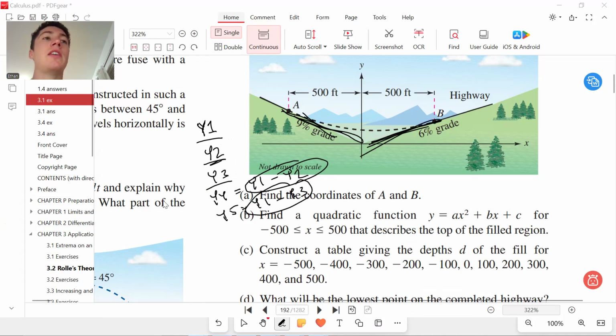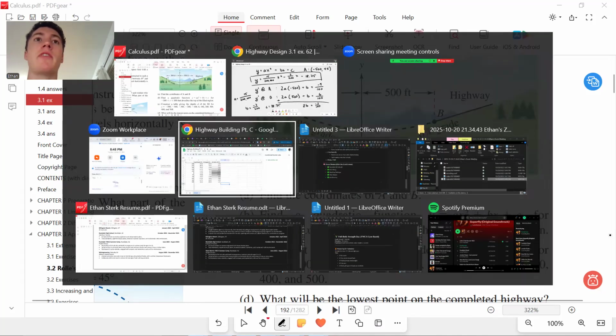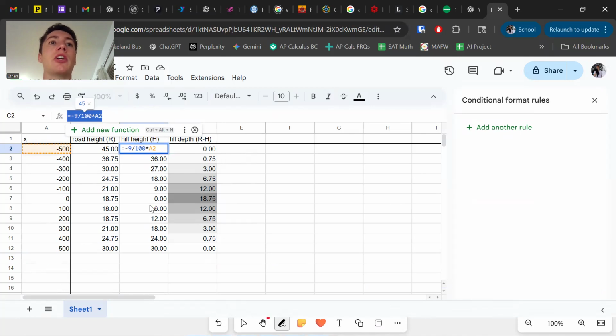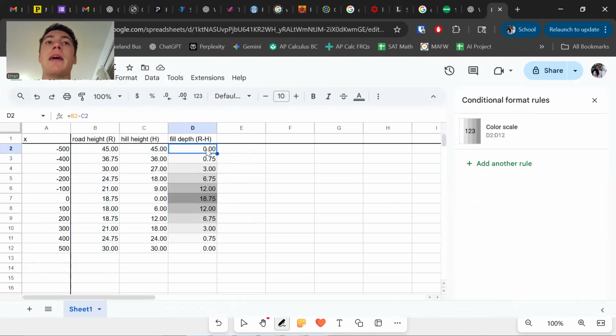Well, I don't have a way of doing that on my computer with the graphing calculator, but what I did is I just created some functions in Excel, and our road height is our quadratic function. Our hill height is that linear function, and it changes once we get to the positive values of x. I change it to the 6 over 100 slope. So here are all our road heights. Here are the hill heights. And then our fill depth is just going to be our road height minus the hill height.